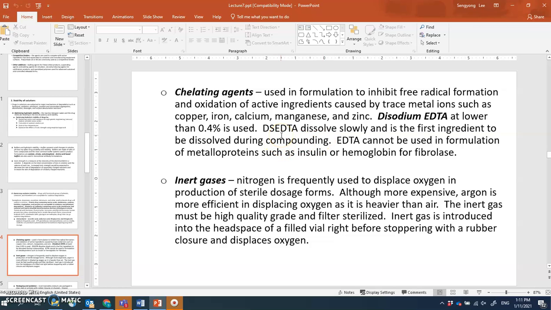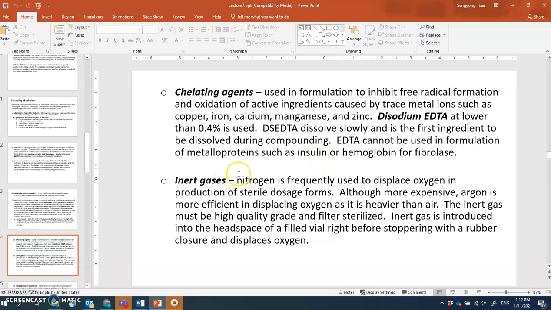If you have a protein that contains metal ions, like insulin, hemoglobin, fibrillase, okay, if your API has metal ion in them, you don't want to use metal chelator, because metal chelator will suck out the metal ion which are required by your API molecule to maintain the structure and function. So that's why the chelating agents would not be good for them, right? So you better not use a metal chelating agent if your API has metal ion in them.